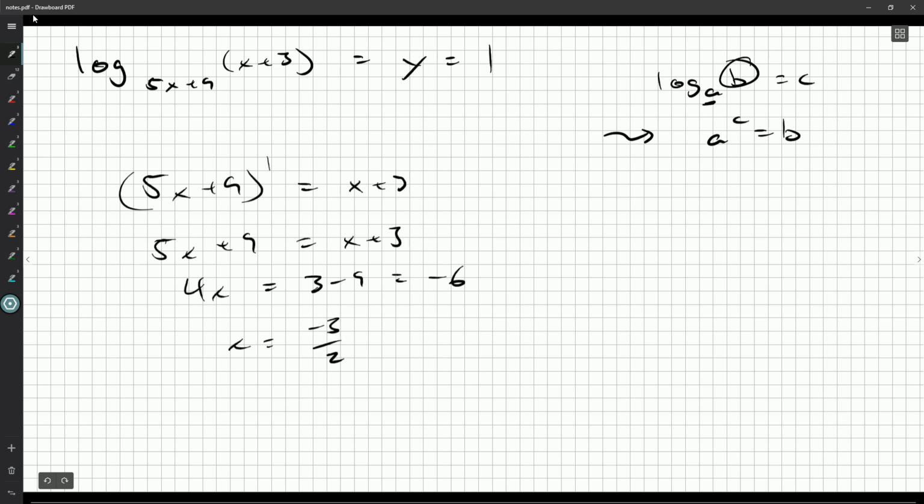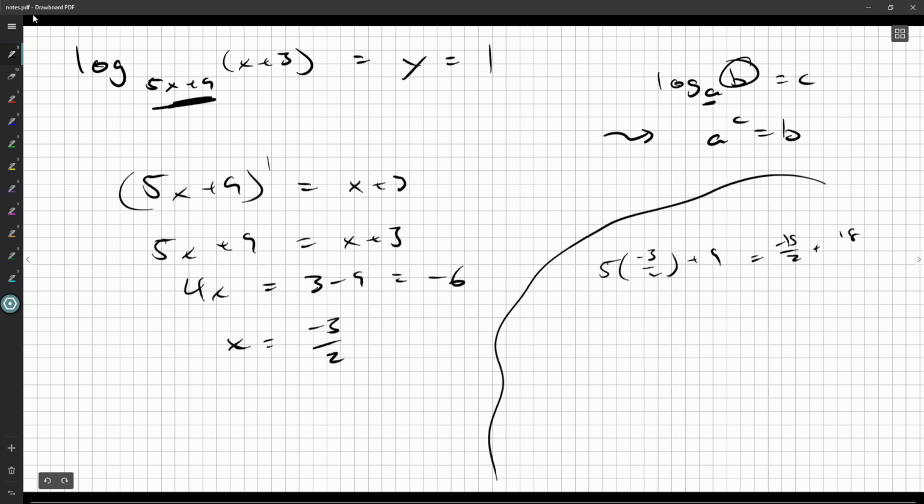So x is negative 3 halves. Now, real quickly, we should double check because you can't have a negative number as a base for your logarithm. So just quickly off to the side, you might want to double check. Can I use this number in my base? That'd be negative 15 over 2 plus 18 over 2. That'd be 3 over 2.